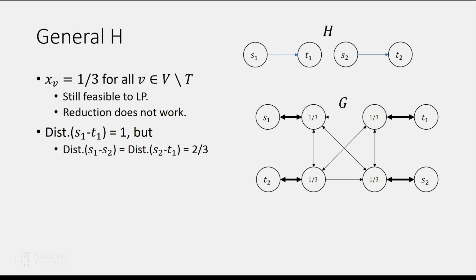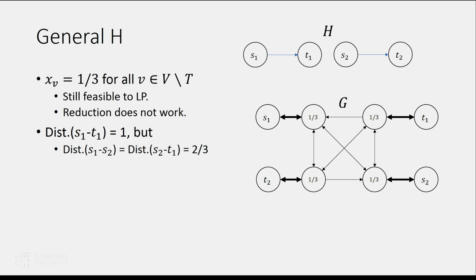But actually, the main reason my reduction was stupid is that, if you look at the LP solution, the distance between S1 and T1 is 1, as required. That's what is required for the LP. But the distance between S1 and S2 is only 2/3, which is strictly less than 1. And then the distance between S2 and T1 is also strictly less than 1.